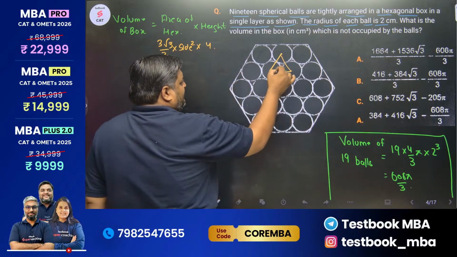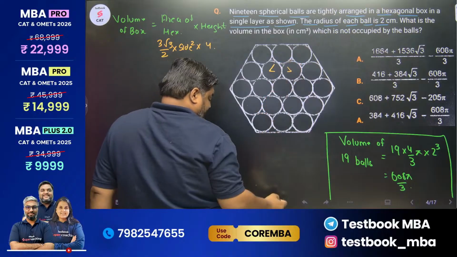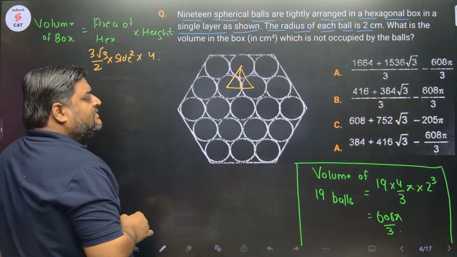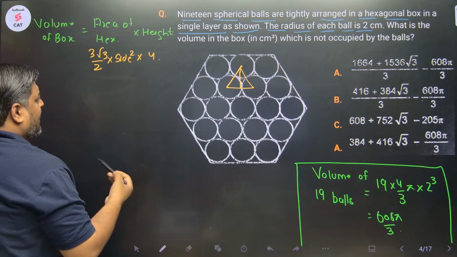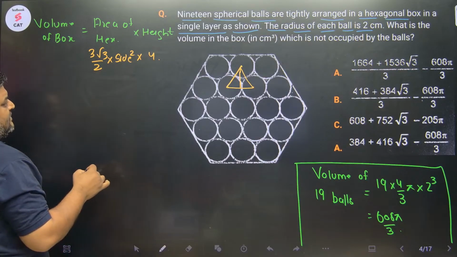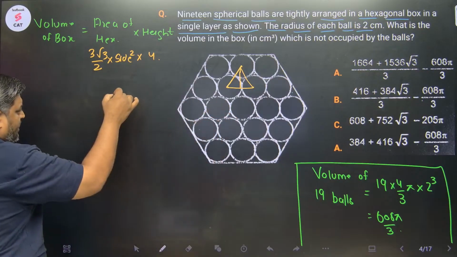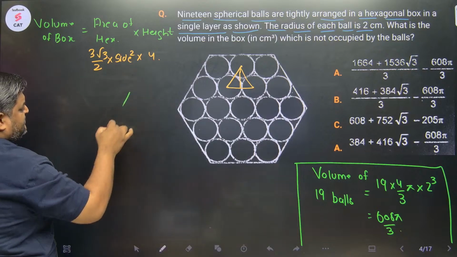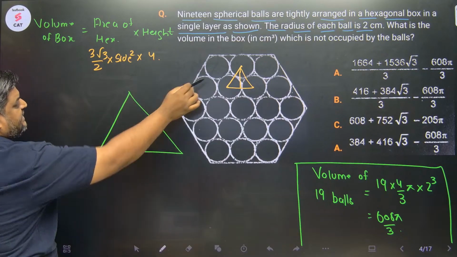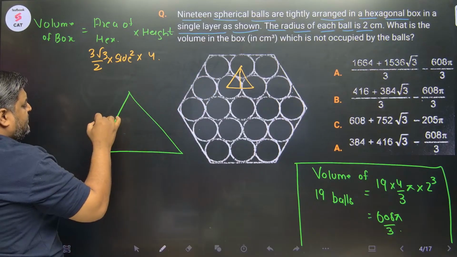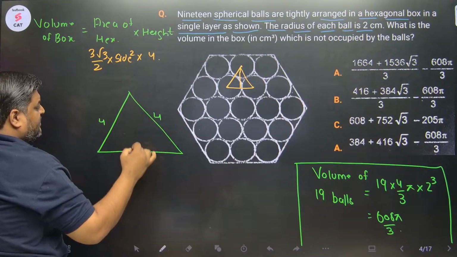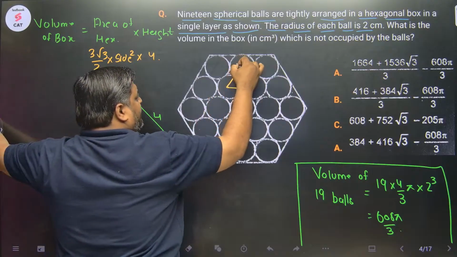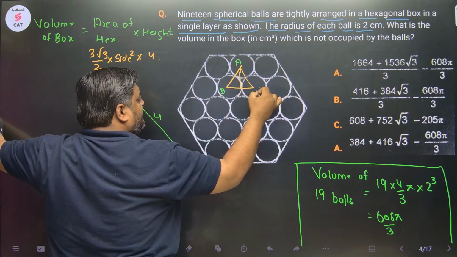Can I find this height? This height, sorry, this height, can I find this? Can we find it? Let's see. I'll draw this triangle outside so that you can visualize it a bit, and then I'll take it off. Suppose this is the triangle. I joined the 3 centers to make a triangle. So this is 4, this is 4, this is 4. Let's name the triangle ABC. This is A, this is B, this is C.